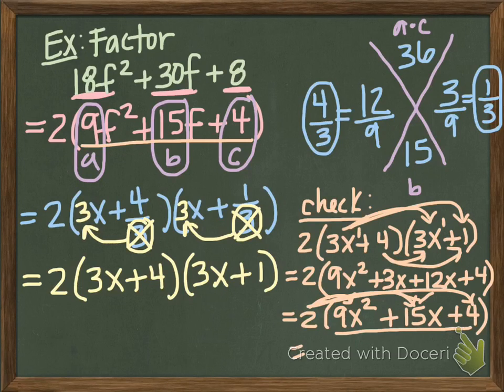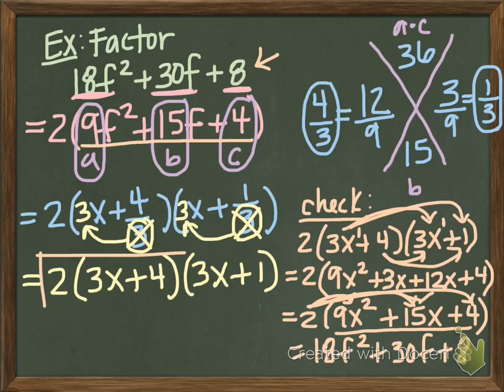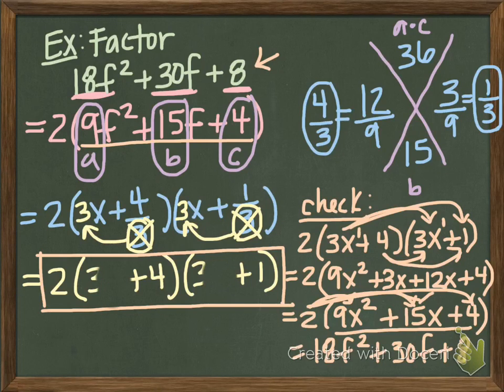2 times 9x squared is 18x squared. And I'm going to go ahead and put f squared. 2 times 15x is 30x, but I'm going to put 30f. And 2 times 4 is 8. This is exactly what we started with here. So this is the correct answer, only if I change these variables out for f, of course.